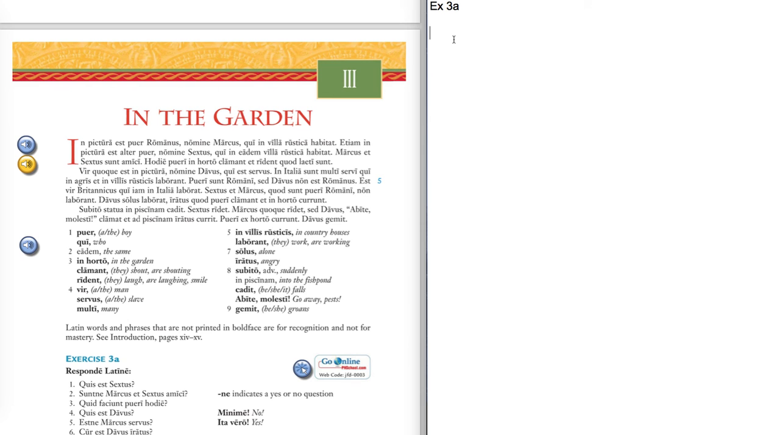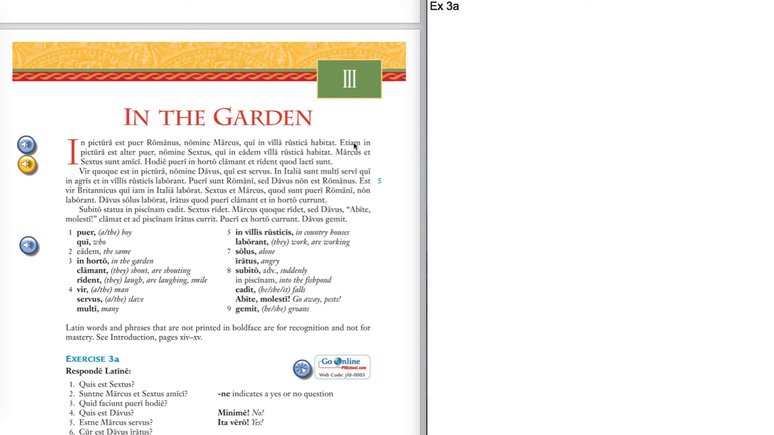But they still need to be put in English. That's a common problem: students forget to insert the articles, these little words that we use in English that are not used in Latin. So in the picture is a Roman boy named Marcus, who lives in the country house and farm, the Villa Rustica.